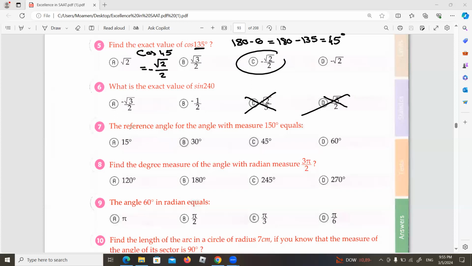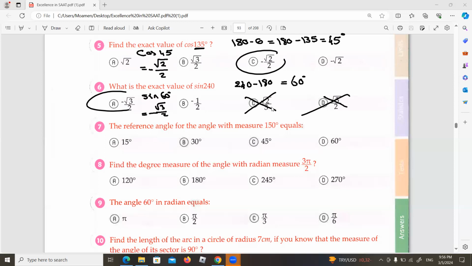From the beginning, I'm going to get the reference angle. In the third quad, it will be the angle 240 minus 180. So, Mister, it will equal 60. So I need to find sine 60. Sine 60 is equal to root 3 over 2. But, Mister, it's negative, so it's letter A.